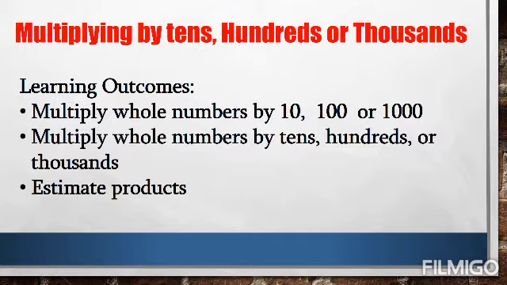Before we start our discussion of our lesson today, class, I will tell you first the learning outcomes. The first learning outcome, class, is students should know how to multiply whole numbers by 10, 100, or 1000. The second learning outcome is students should know how to multiply whole numbers by tens, hundreds, or thousands. And the third and last learning outcome, class, is students should know how to estimate products.